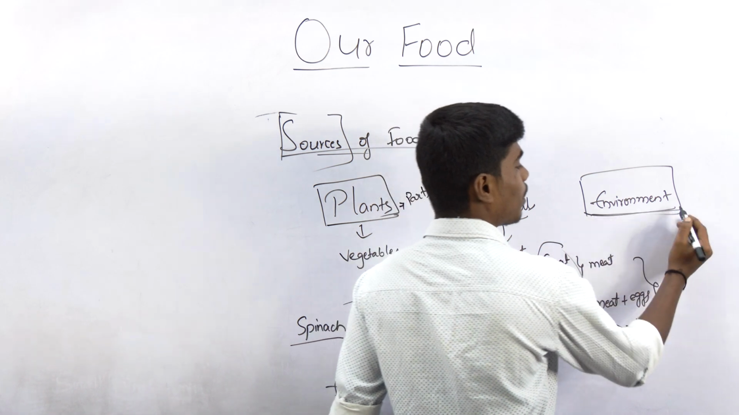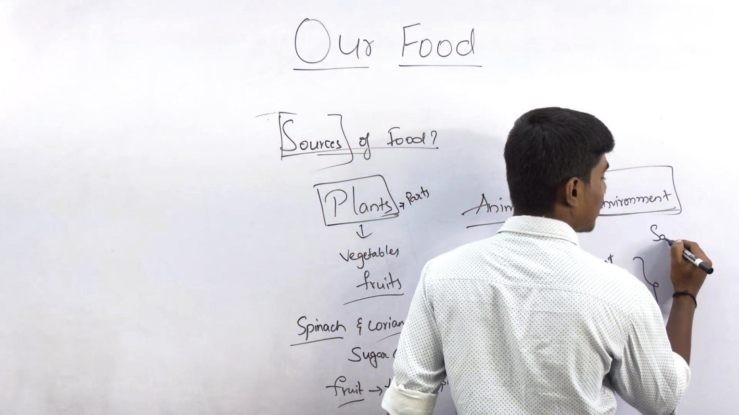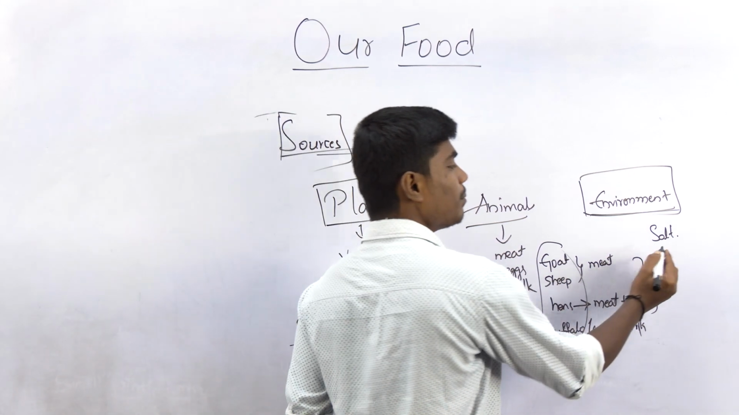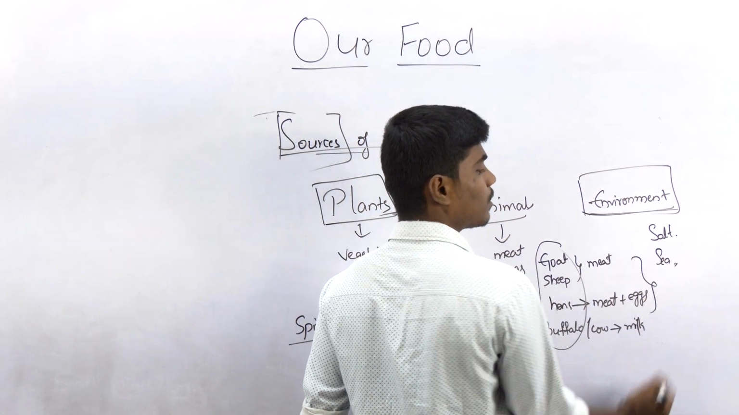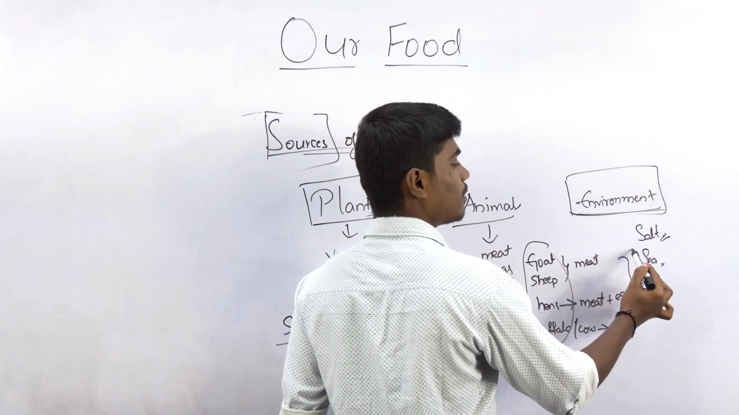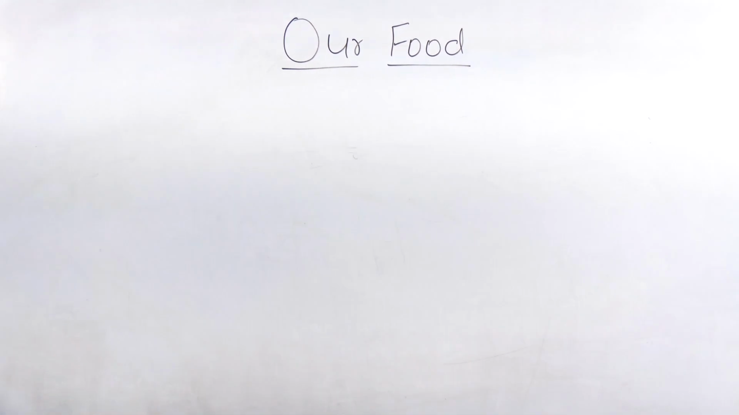While coming to the environment, let's take salt. Here, salt is a mineral and we get it from the sea. So there are some food items that we get from the environment.